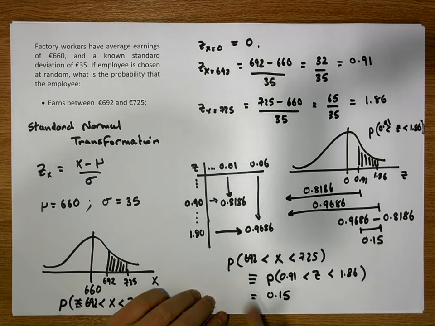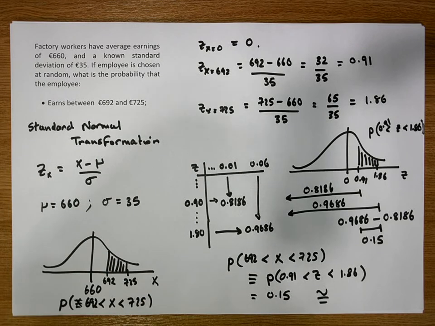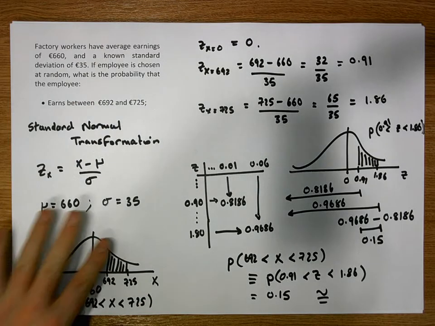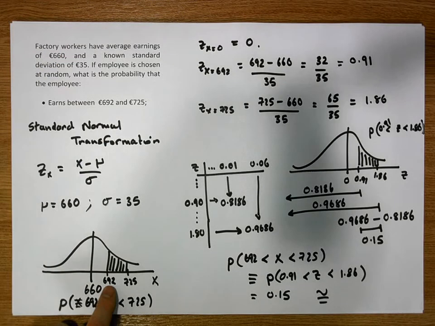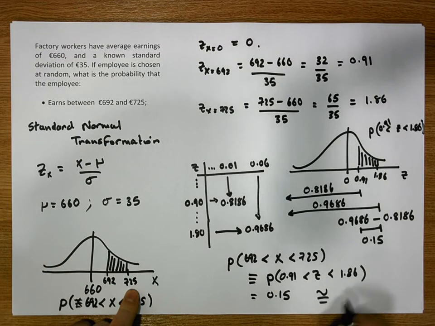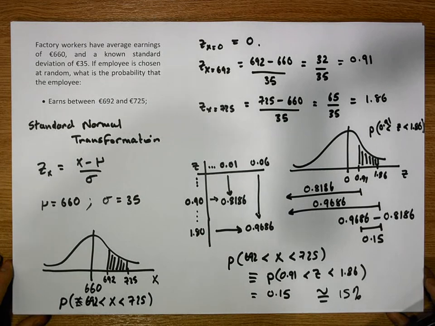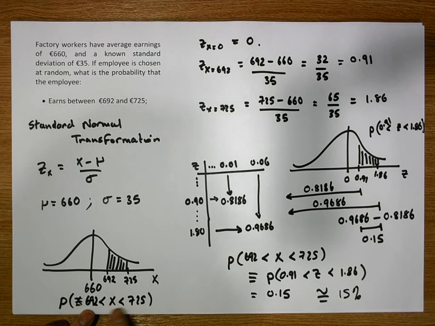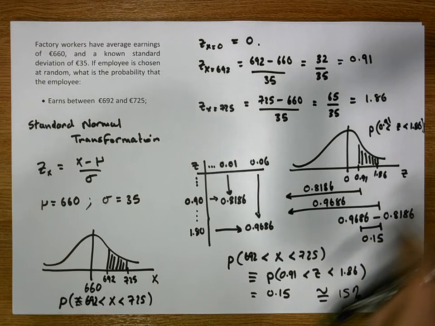In other words, if we were to randomly select a worker, and continue to randomly select workers from this particular population, we would observe factory workers with average earnings between 692 euros and 725 euros about 15% of the time. So that concludes this short video on the calculation of what we have defined previously to be type 3 probabilities. They're probabilities where you have to calculate the area between two positive bounds on our z curve.